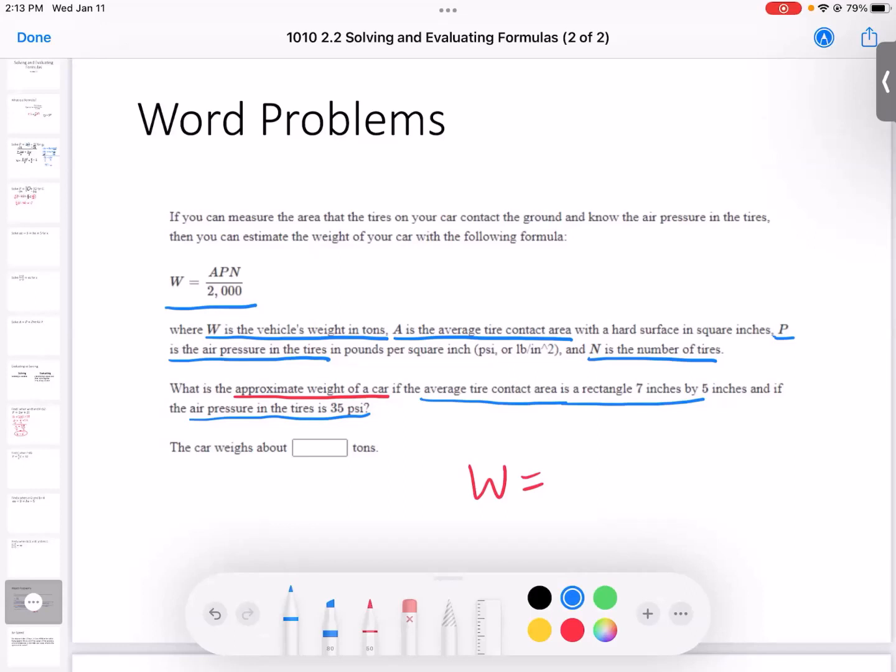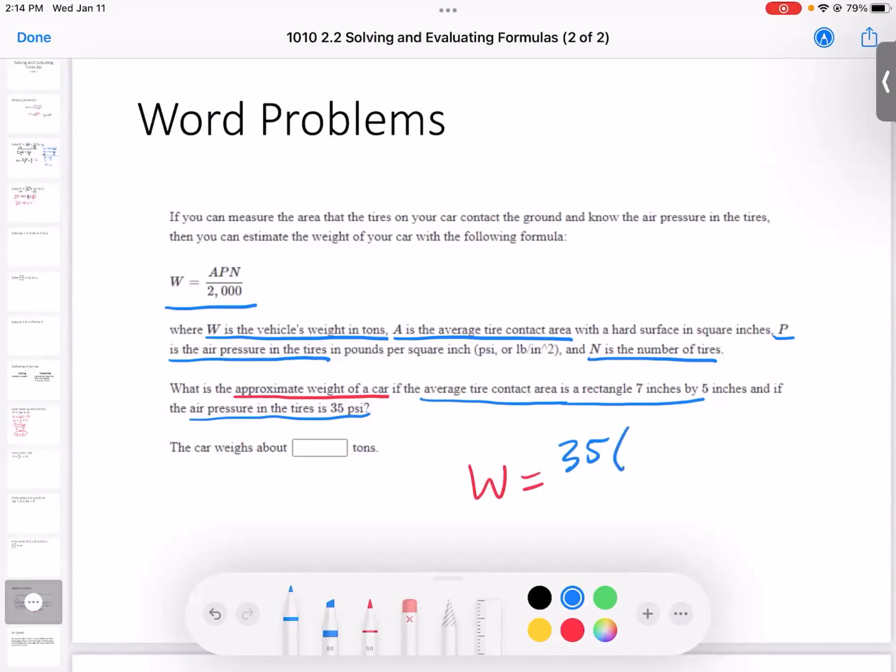So if I look at this situation they gave to me, it looks like they didn't tell me what the area is, specifically what the number was, but they did tell me that the contact area was a rectangle that's 7 inches by 5 inches. So what would the area of a rectangle that's 7 by 5 inches be? Yeah, 35 square inches. So that's the area, because for rectangles, you can do length times width to find the area. So that takes care of the A part.